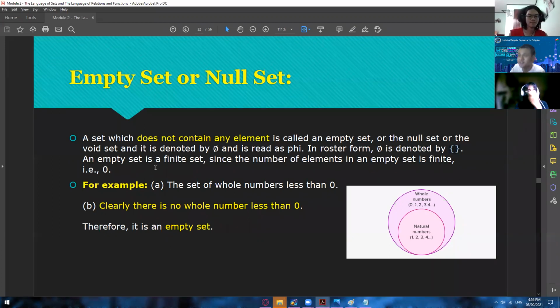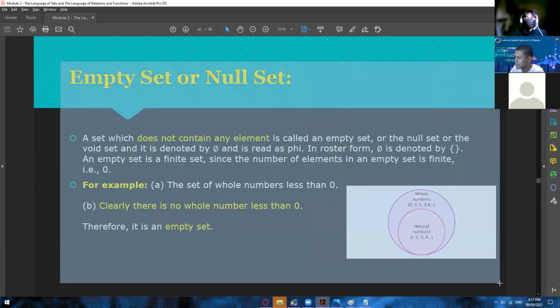Okay, and an empty set is a finite set also, since we can count the elements inside of it, which is actually none. So it's under finite sets. Since the number of elements in an empty set is finite, it is 0. This is the cardinality, meaning it doesn't have any count of elements. For example, the set of whole numbers less than 0. Clearly there is no whole number less than 0, because in whole numbers we only have 0 and above. We don't have negative numbers. Therefore, it is an empty set. I think this one is quite easy to understand.